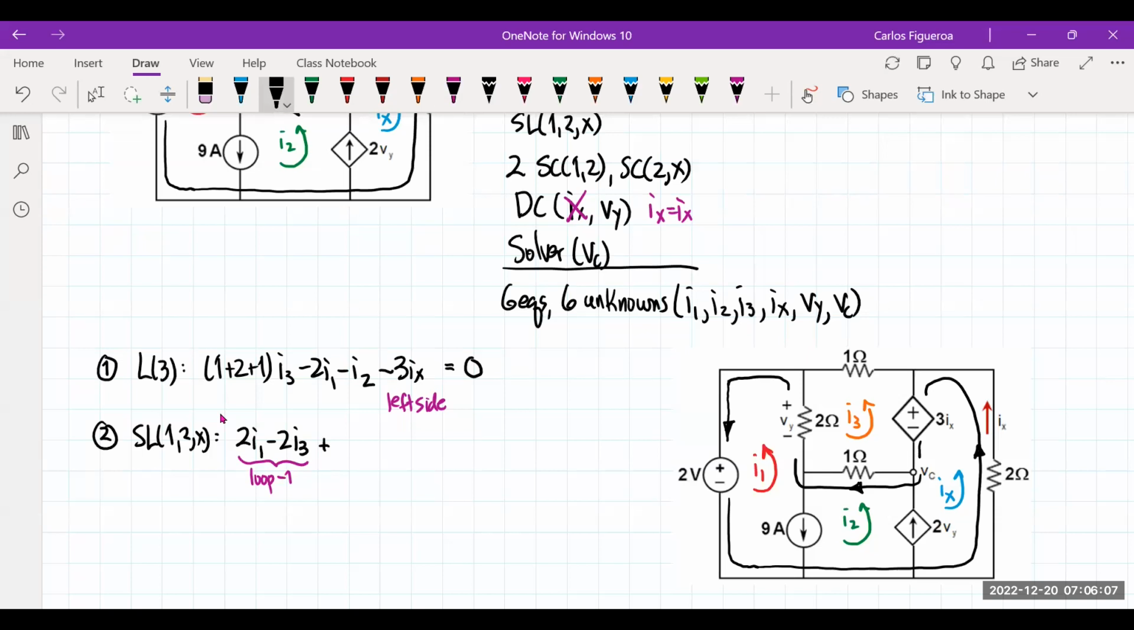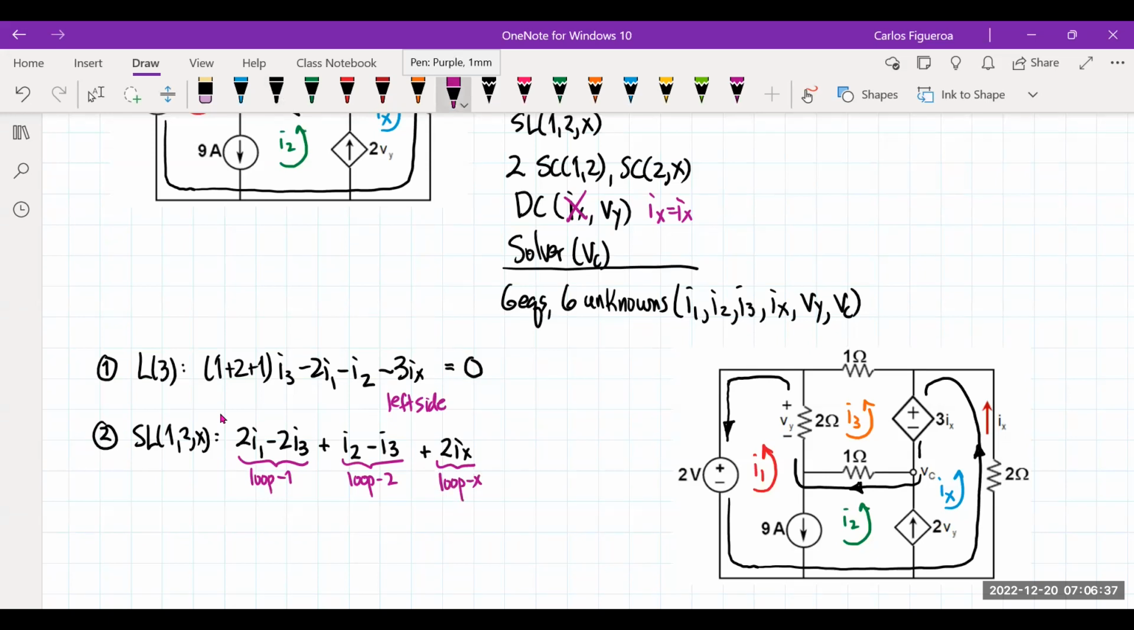Then I go to loop 2. I only have 1 resistor between 2 and 3. So this should be I2 minus I3. And then I have my last loop, IX, but there's only 1 resistor. So then this should be 2IX. And this will be loop X.